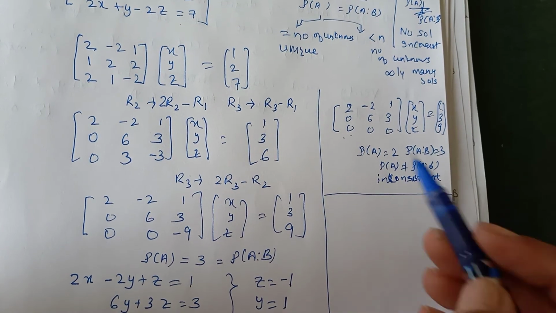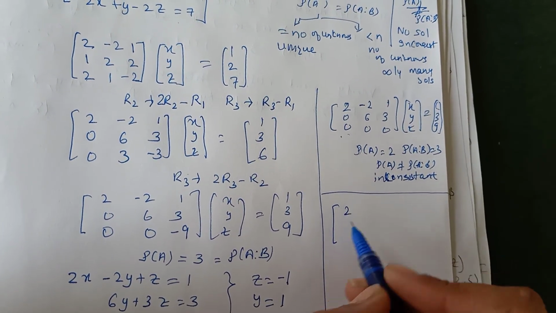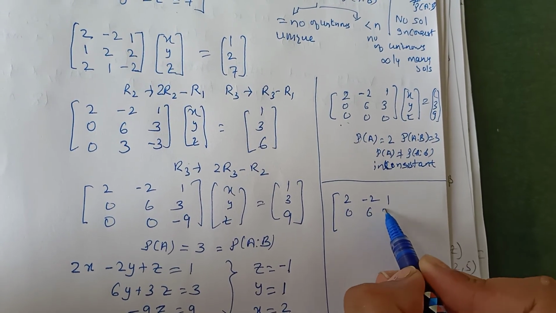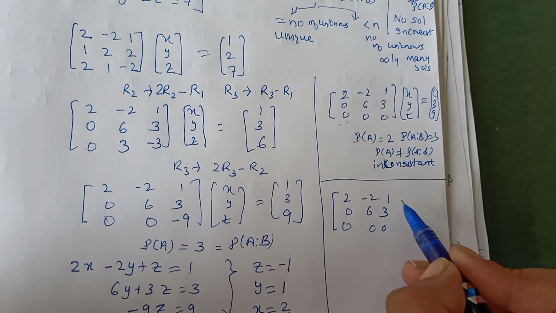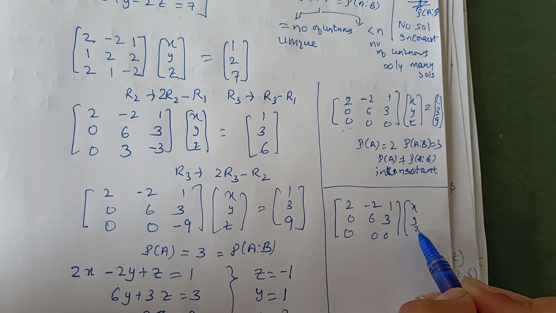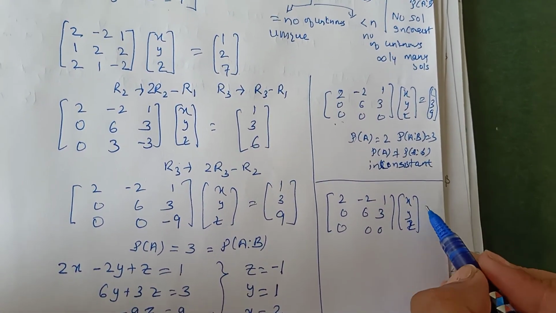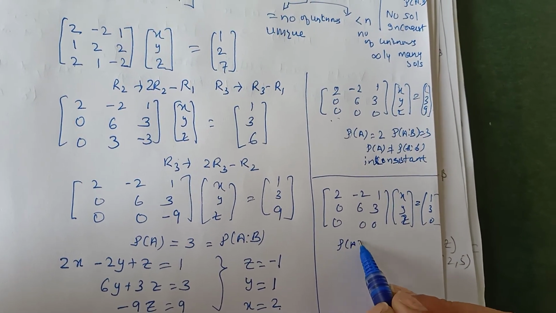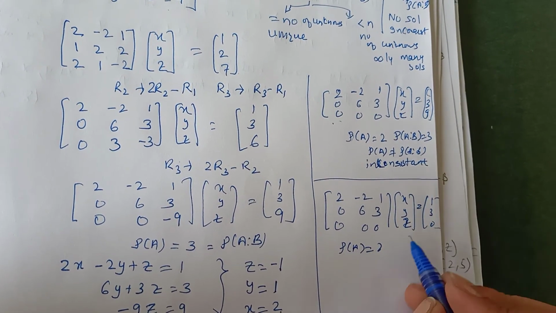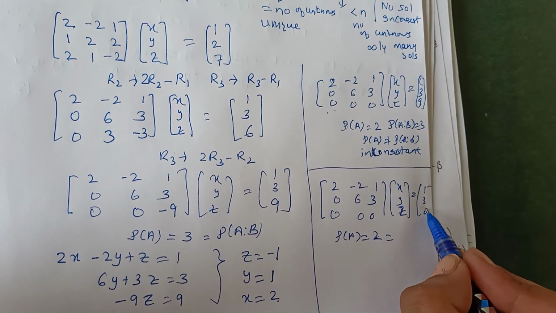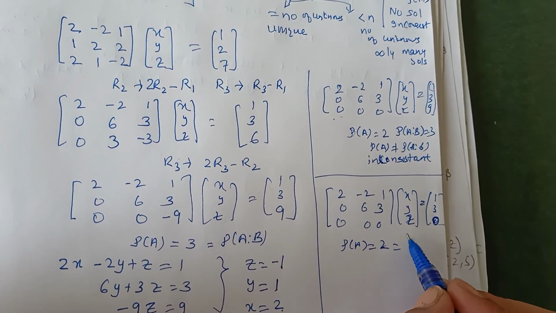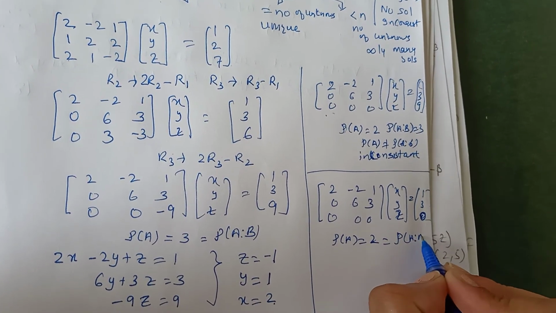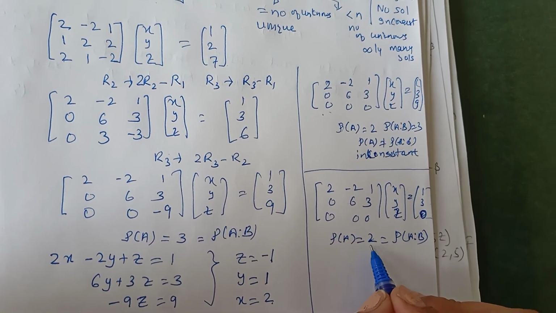Further, suppose while converting to upper triangular form, this entry also became 0. I am talking about this entry. So what about the ranks? Now the rank of A is already 2. It is having 2 non-zero rows. And for the rank of A augmented B, this entry is now 0, so it is also 2. First row non-zero, second row non-zero, third row non-zero. So the ranks are equal and equal to 2.